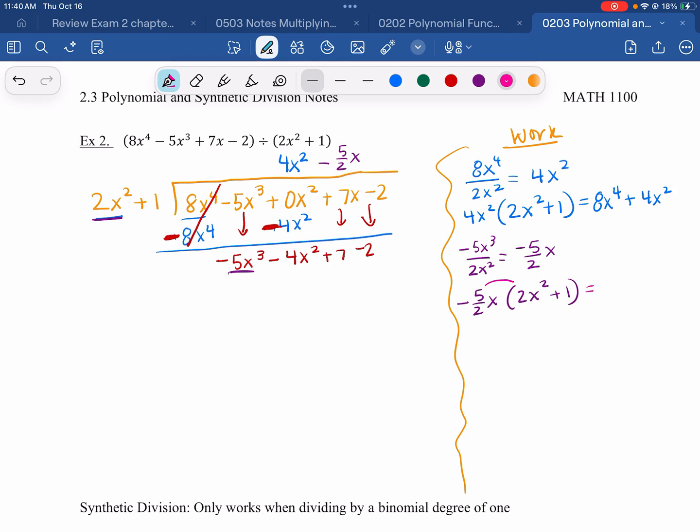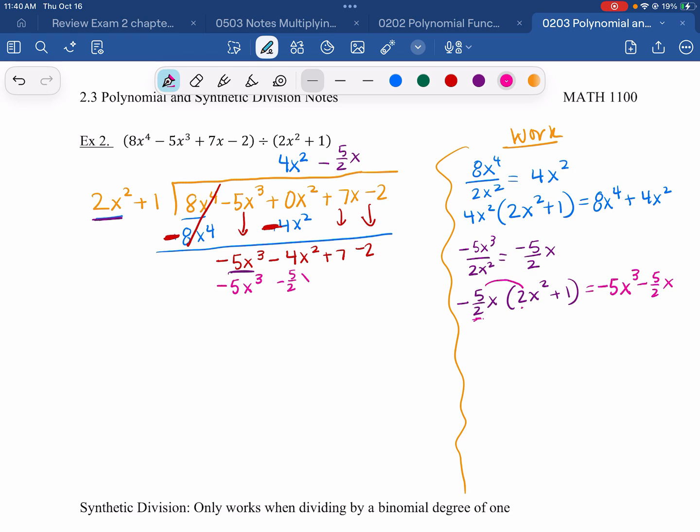Negative 5 halves x times 2x squared. Remember the 2 in the denominator would cancel out with this 2 that you're multiplying. So it gives you negative 5x to the third. Negative 5 halves x times a 1 is just negative 5 halves x. So I have a negative 5x to the third minus 5 halves x.